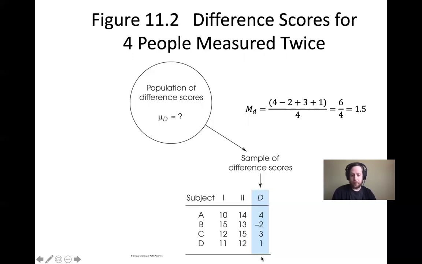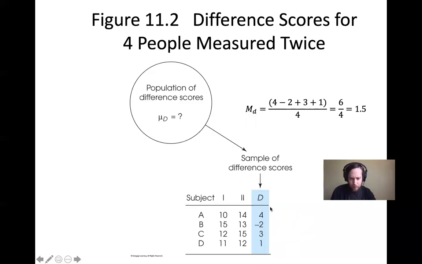We could have gone the other way as long as we're consistent. We could have gone 1 minus 2, 1 minus 2, 1 minus 2, 1 minus 2. We could have done that. We would have gotten different numbers there, but the end result when we're calculating t, as long as you're consistent with doing the same direction for every single person, the end result of all of this process will be the same.